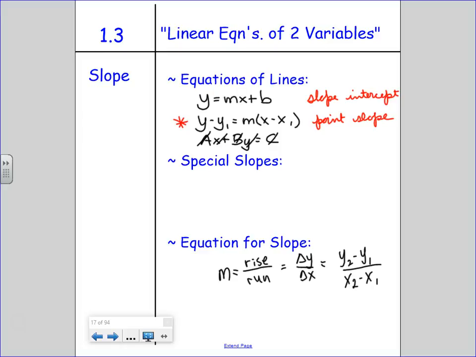This will work out great, but there are a couple special slopes that can occur. One special slope would be m equals 0. Another special slope would be m is undefined. And technically, just to be spiffy, we're going to say infinite. We'll get ready for calculus. We'll state it like it really is. It is undefined, but it's undefined because it's infinite.